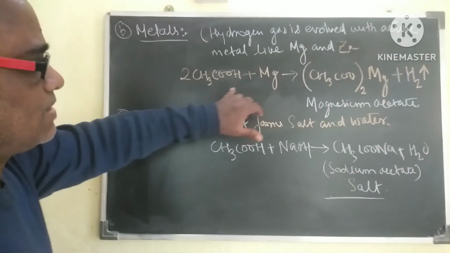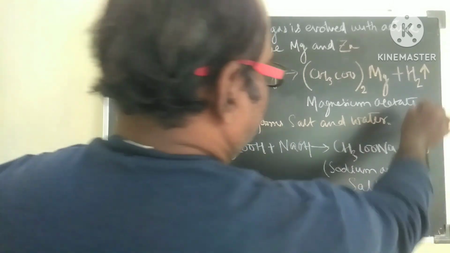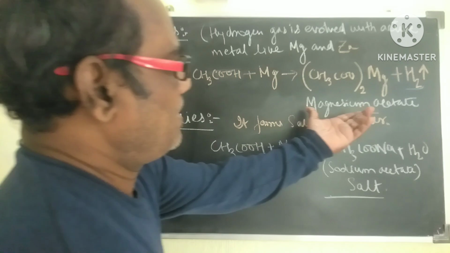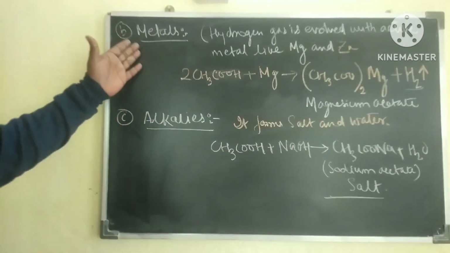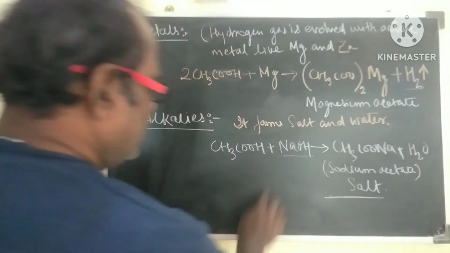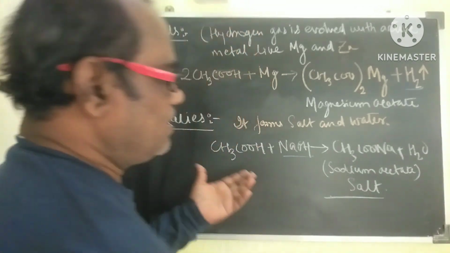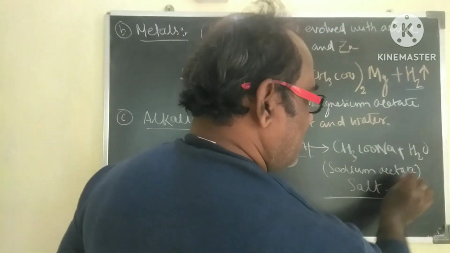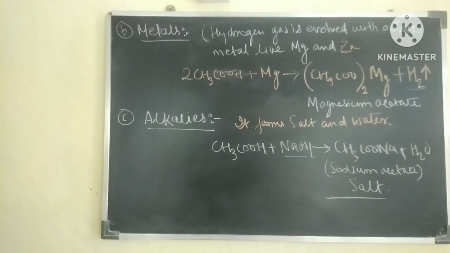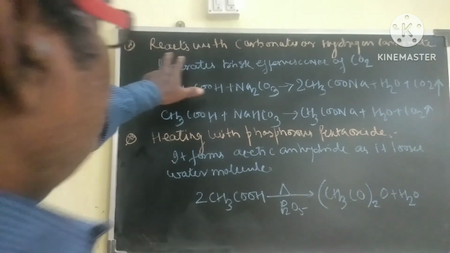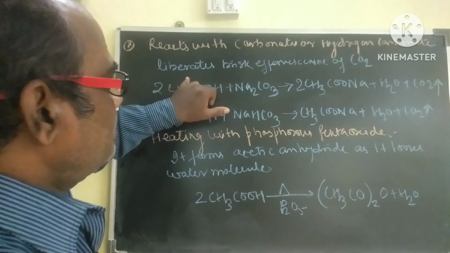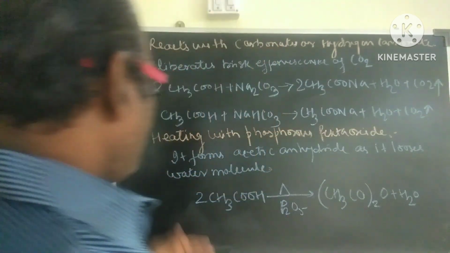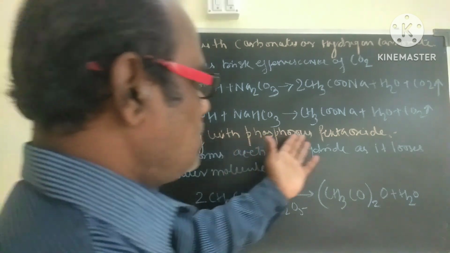Next, when acetic acid reacts with magnesium, there is brisk evolution of hydrogen gas along with magnesium acetate. Then when it reacts with alkalis like sodium hydroxide, since it is an acid, it naturally forms salt and water. That is sodium acetate, which is the salt, and water. When it reacts with carbonates or hydrogen carbonates, it liberates brisk effervescence of carbon dioxide. So we have the equation in this way.